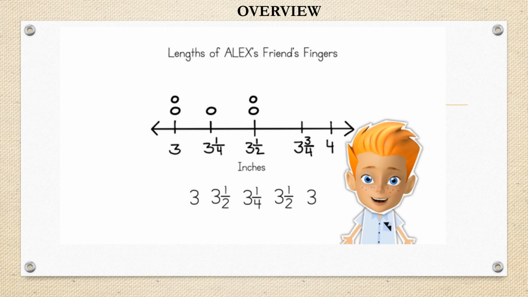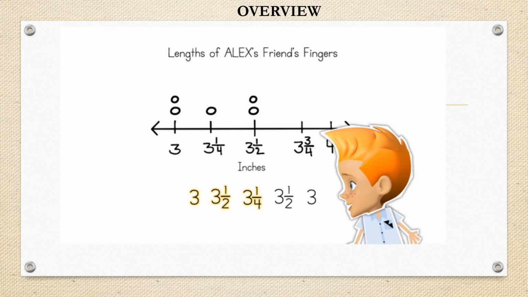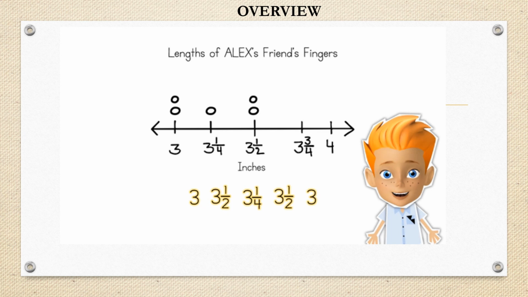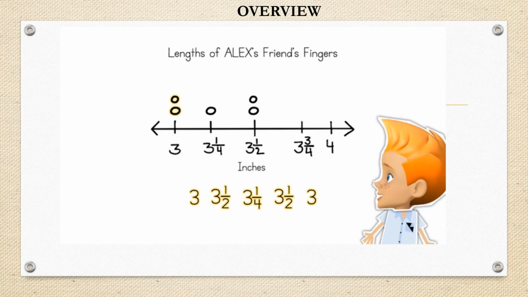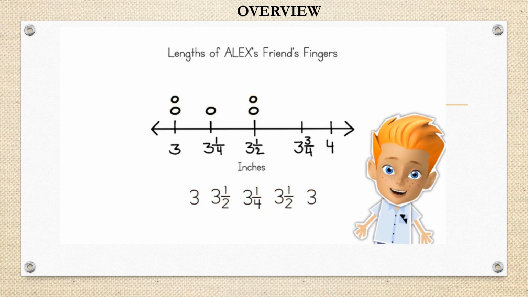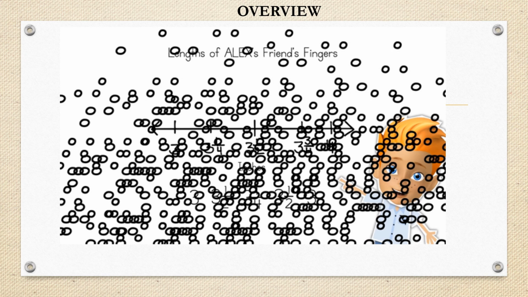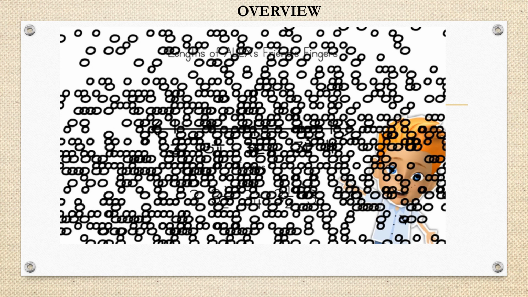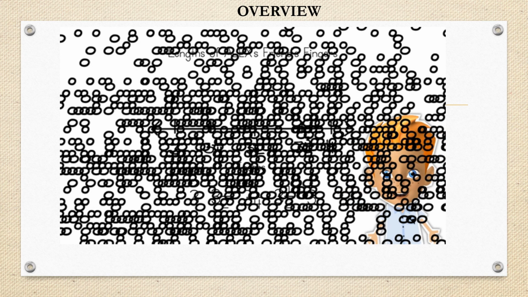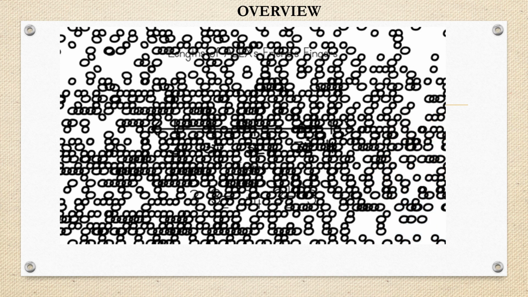Now, let's check something out. We had 1, 2, 3, 4, 5 pieces of data. And we have 1, 2, 3, 4, 5 dots on our line plot. Perfect. I sure like line plots. Me too. But I may just like dots more. It's a plot of dots.